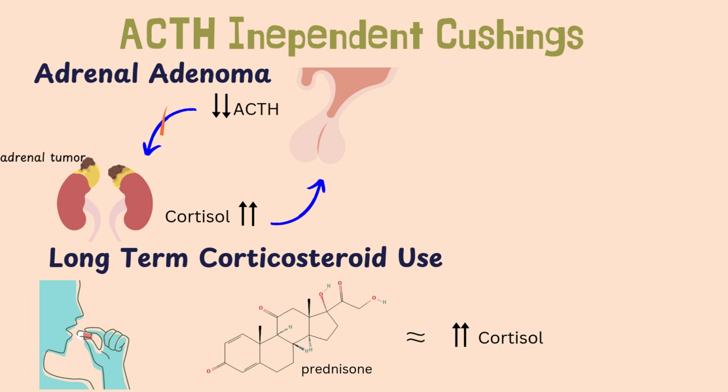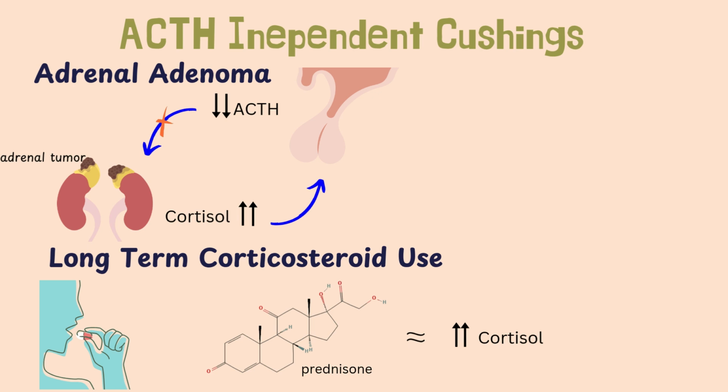So what we're going to see is elevated cortisol levels and low ACTH levels. Another condition is if someone's just been on long-term corticosteroid therapy. That can also lead to Cushing's syndrome because it mimics high cortisol levels in the body, because therapy steroids specifically are very similar in function to cortisol.